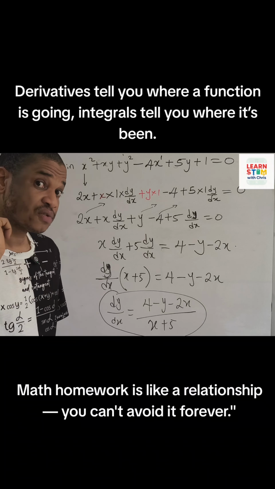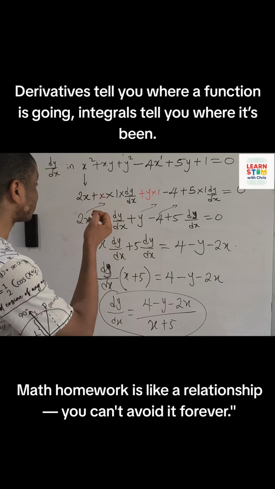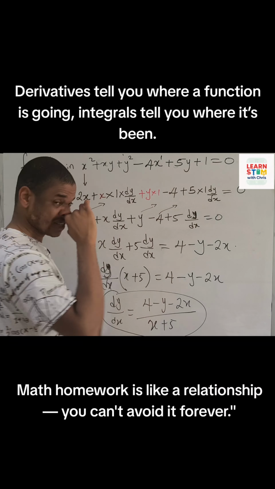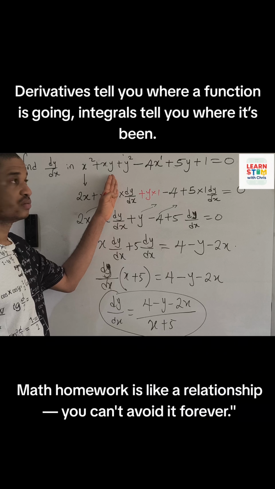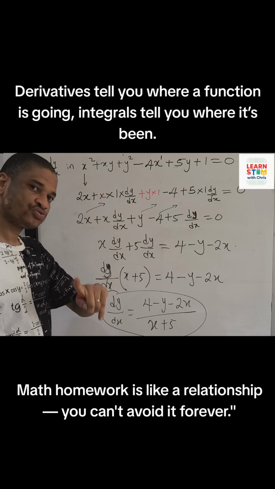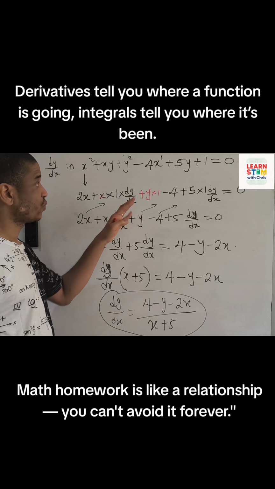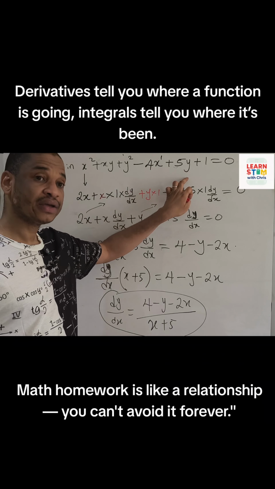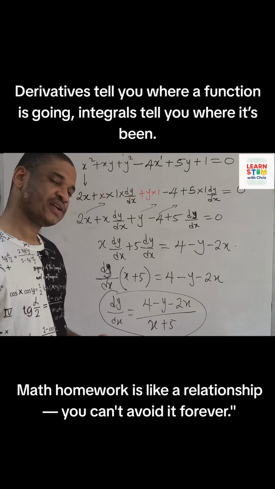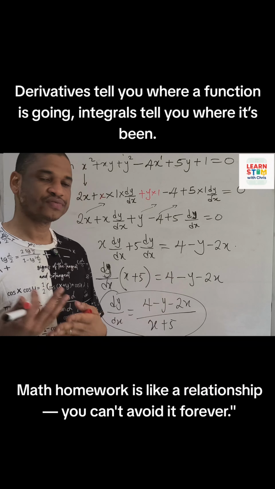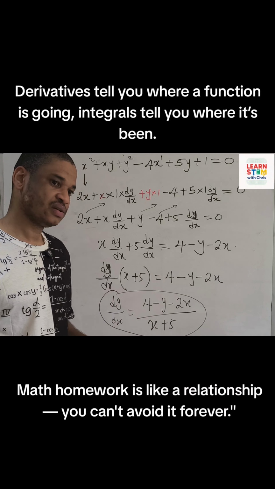So what have we learned? We've learned how to differentiate implicitly. We can have two variables. We can use the product rule to differentiate. Whenever you're differentiating y, you always have to put dy/dx. Then you just have to factorize, move things around, and you get your answer.